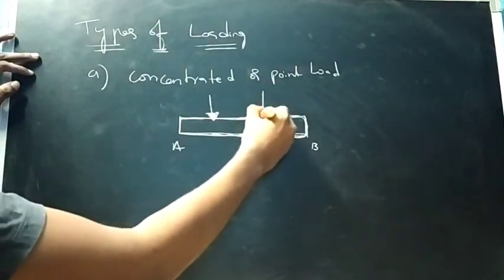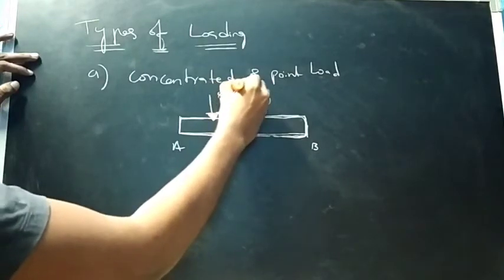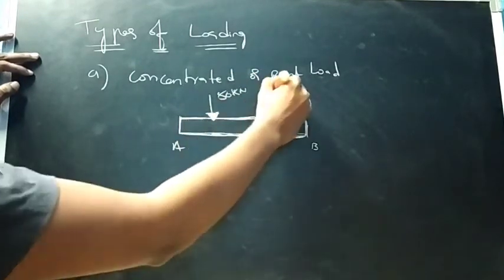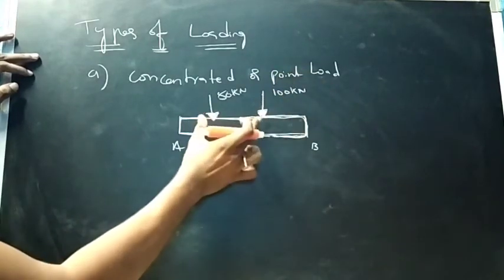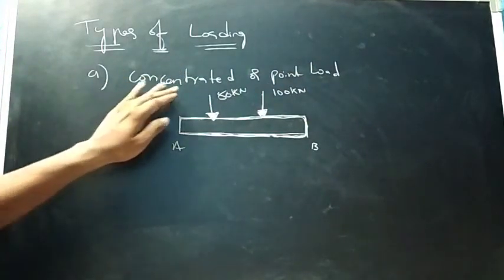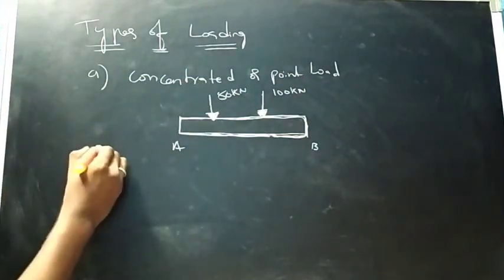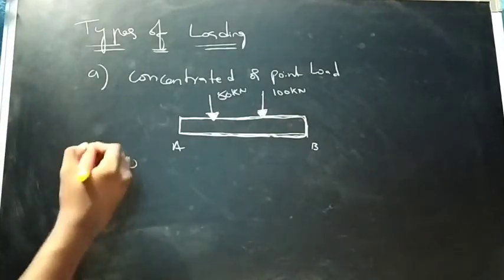So this is the example, or another point load. So let's say this is 50 kilonewton acting on the beam. Let's say 100 kilonewton acting on the beam. So these two are point loads, or we can also call it as concentrated load. So now we'll see the second type of load, that is uniformly distributed load.